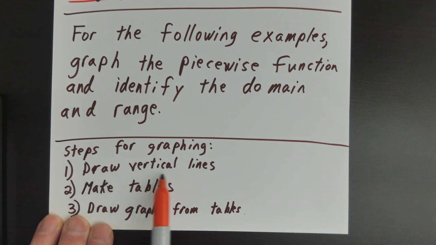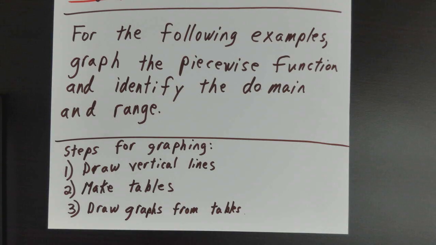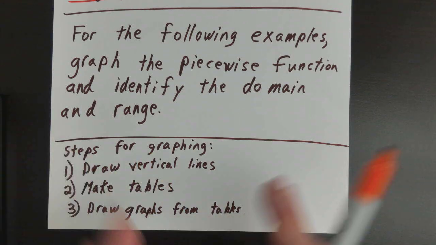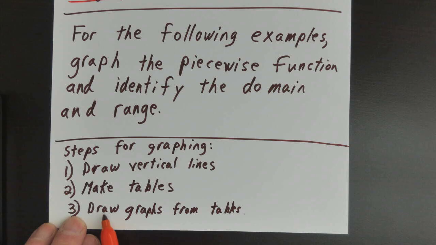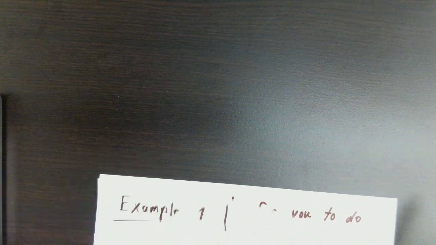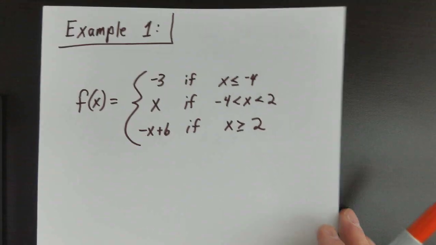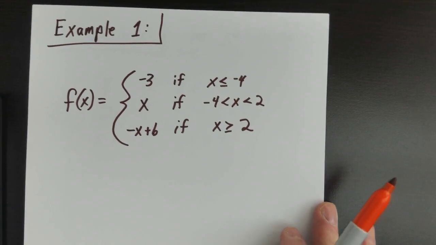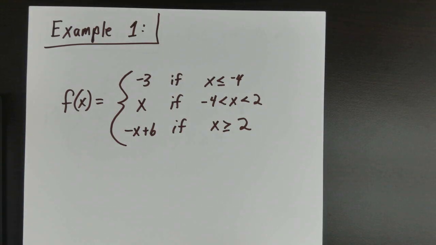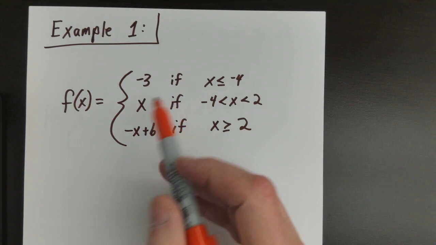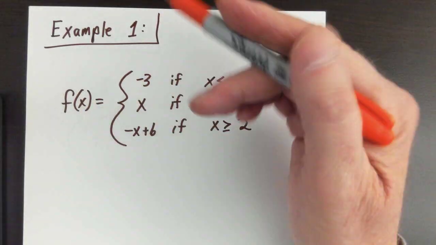Our steps: we draw the vertical lines, we make our tables based on each expression and actually kind of the domain of each part, and then we draw graphs from those tables. So, the idea here is, I'll do an example, I'll leave one for you to do. Then I'll do another example, and I'll leave one for you to do, and we should be done for the day.